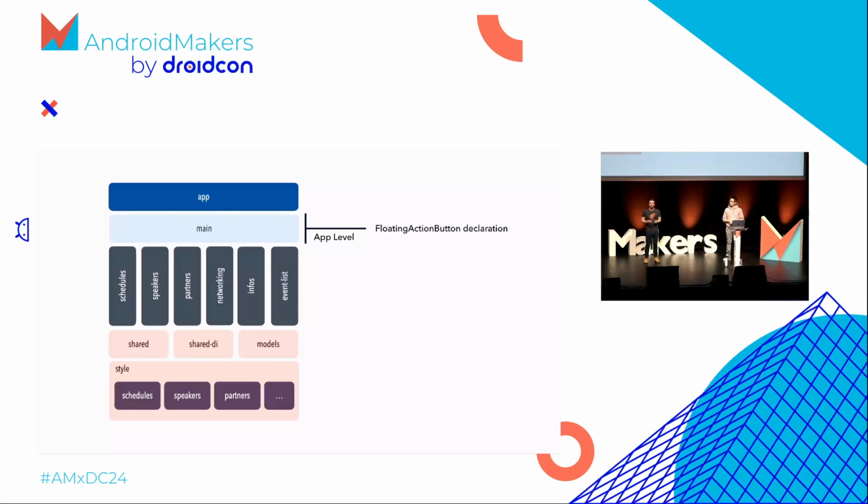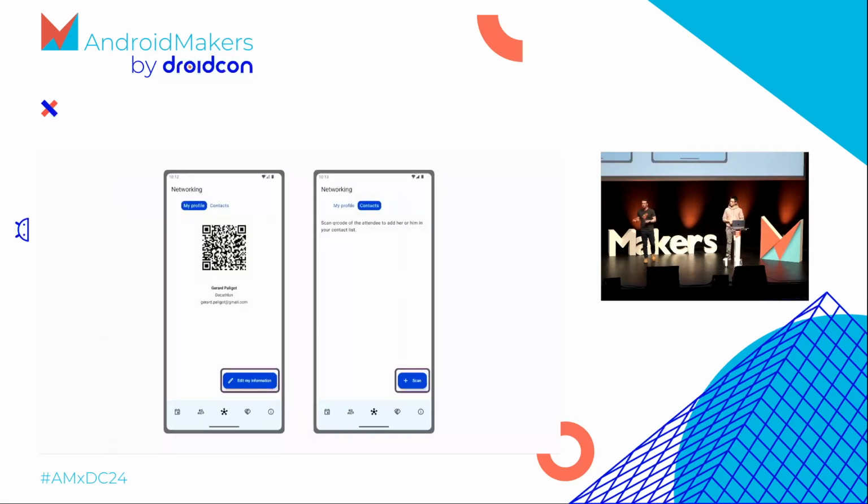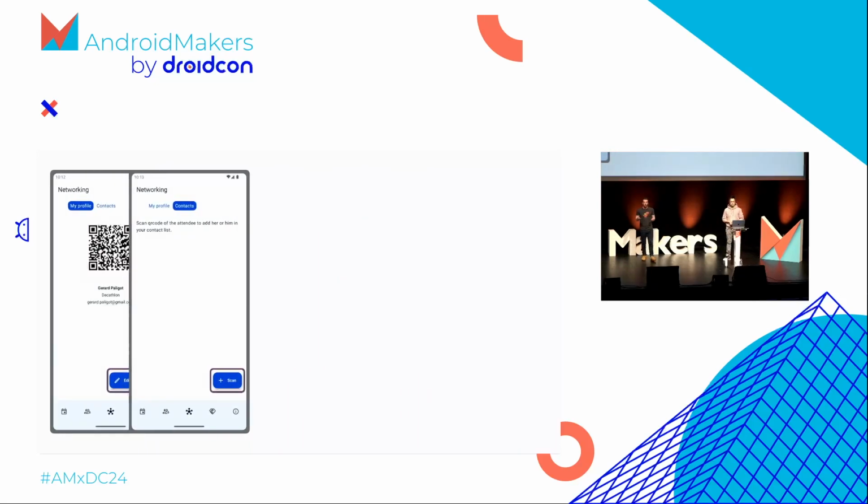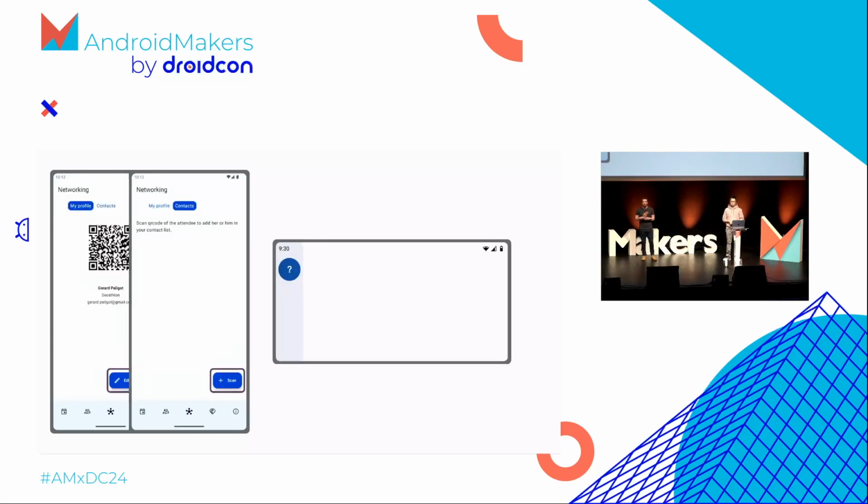Another issue with the floating action button is this. Here we are in the networking space, and we have two tabs inside the screen. We have the profile and the list of users scanned at the events. And in these two screens, in the first version of my application, I have a floating action button in the profile to edit my information, and I have a floating action button to enter the scan mode of my application. And if I want to work in landscape mode or in foldable or tablet mode, I need to develop this kind of thing.